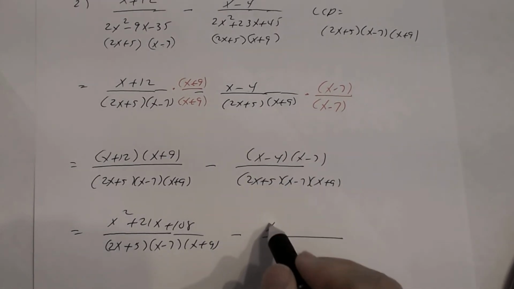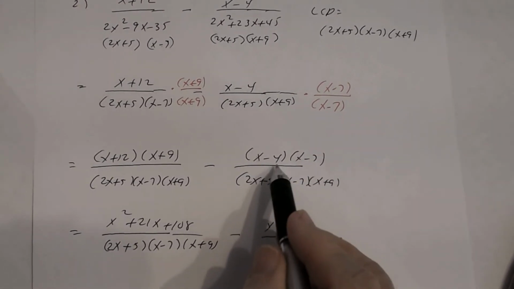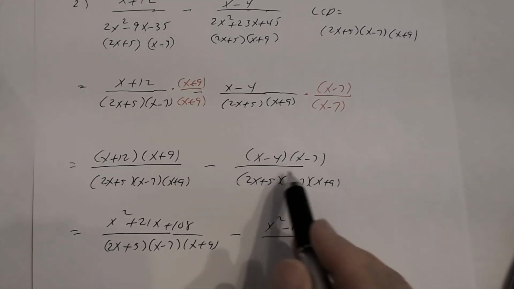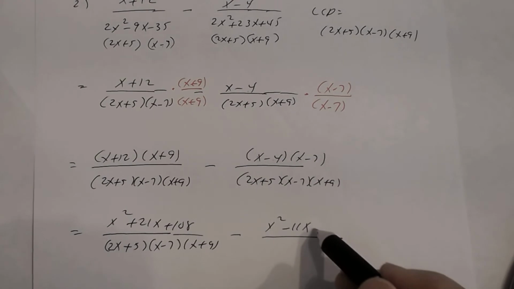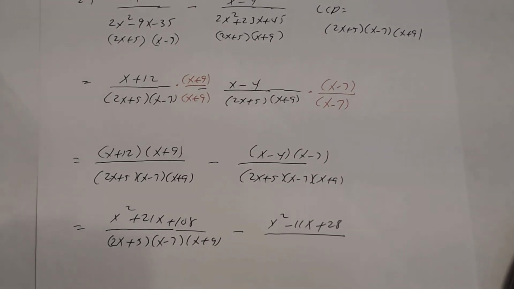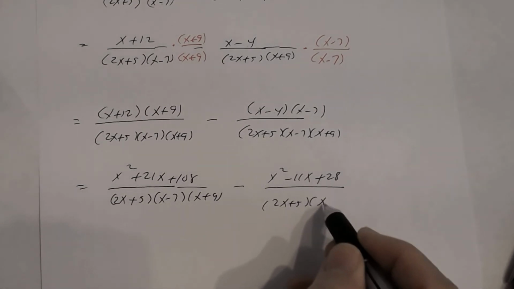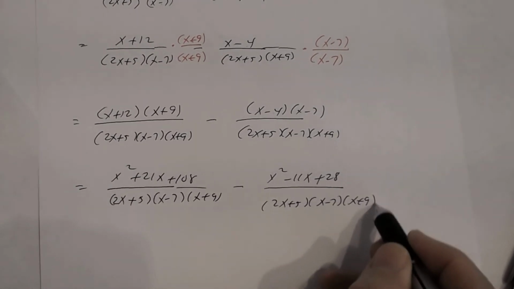X times x is x squared. The outer is a negative 7x. The inner is a negative 4x. When I add them up, I get a negative 11x. A negative 4 times a negative 7 is a positive 28, over the LCD, which is 2x plus 5 times x minus 7 times x plus 9.